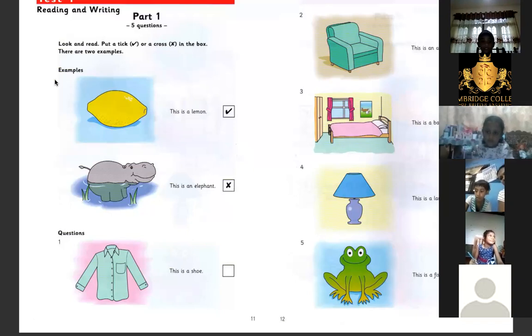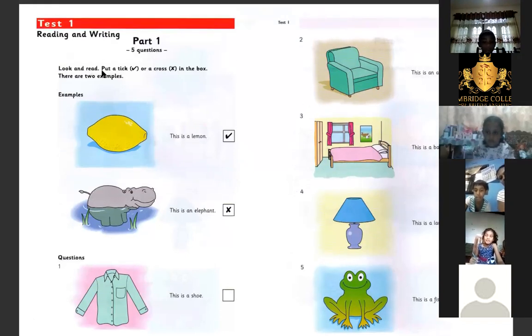Right, first one: look and read, put a tick or a cross in the box. You want to put a tick or a cross in the box. There are two examples. First, we are going to do two examples.